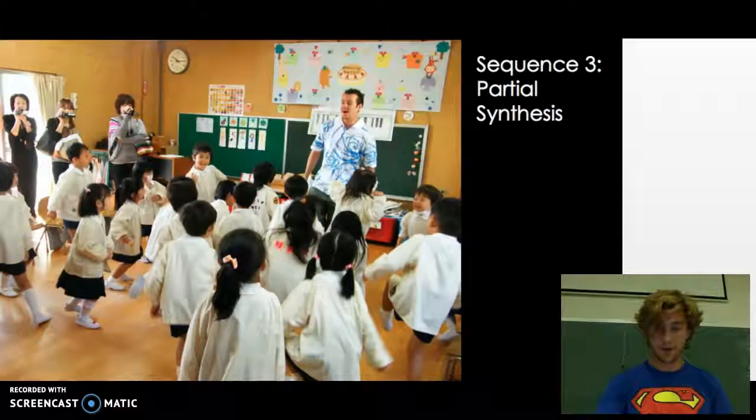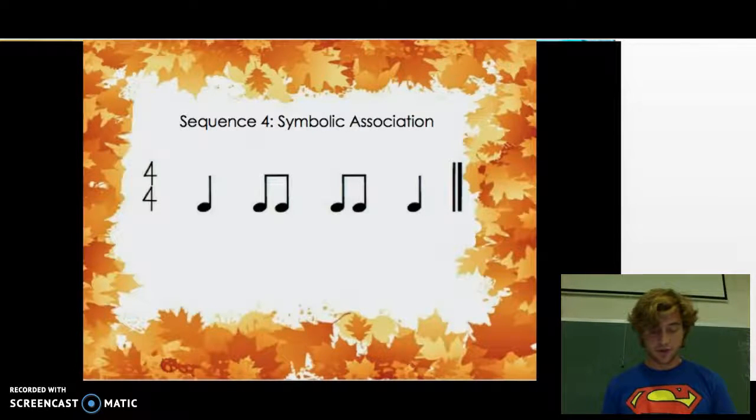So next slide we have sequence 4, symbolic association. At this stage, students will learn to read and write music by associating the sound and solfege patterns they've learned previously. It's more of a recognition process, not a decoding process.